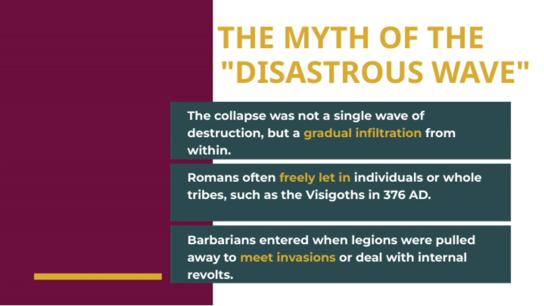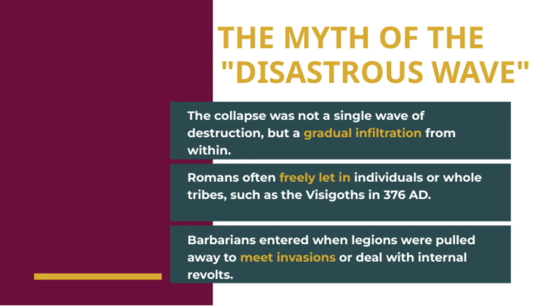Romans also sometimes made the mistake of letting in individuals or entire tribes willingly, thinking they could be integrated or used as allies. A notable example is the Visigoths in 376 AD, who were allowed to settle within the empire's borders. But what's crucial to grasp is that the collapse wasn't a quick, single event. It was a gradual process, an infiltration from within that slowly eroded the empire's strength over time.